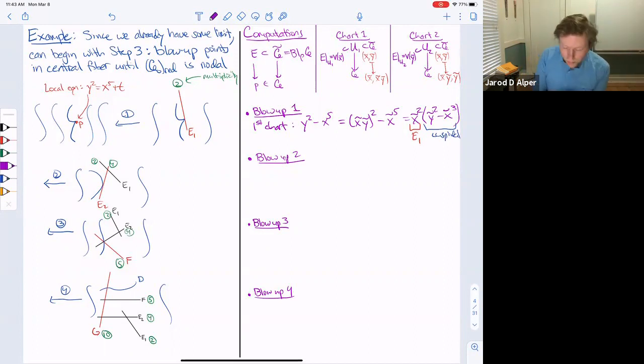Great, and now moving forward, let's compute. So now we're in this situation, and we want to blow up the singular point again. So now we blow up the point P again, and I'm going to compute this blow up in two different charts.